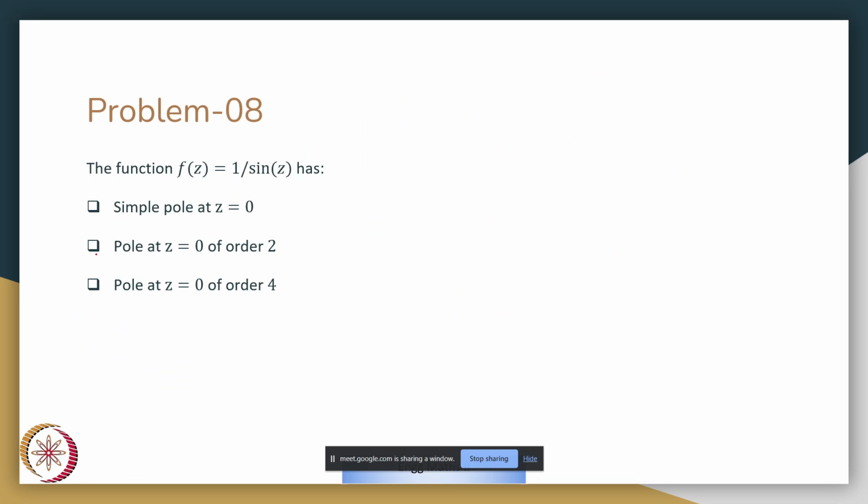Now we move to problem number 8. We are asked about f(z) equal to 1 by sin z, and whether it has a simple pole or something else. We can write 1 by sin z as 1 upon, now we'll use the Taylor series expansion of sin z around z equal to 0, which is z minus z cube by 3 factorial plus z raised to 5 by 5 factorial and so on.